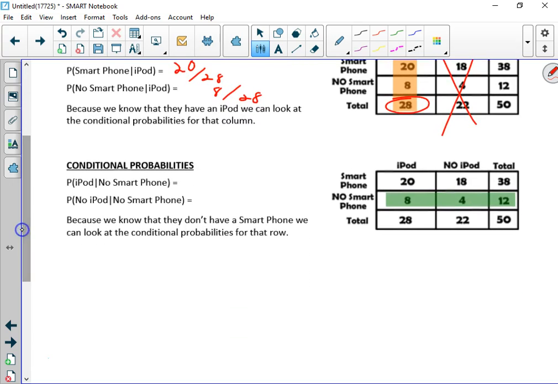And we can go the other way too. We can go sideways. iPod given no smartphone. So again, we're not looking at these 38 people. So 50 minus 38 leaves us with just 12. That's our new denominator. So who has an iPod? 8 out of 12. Who does not have an iPod? 4 out of 12. So if it helps to cross out what we're not looking at also, you can do that.